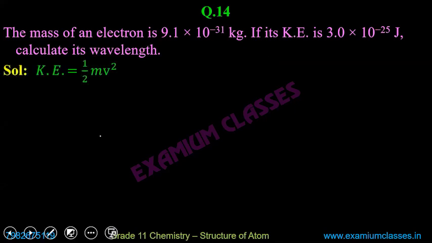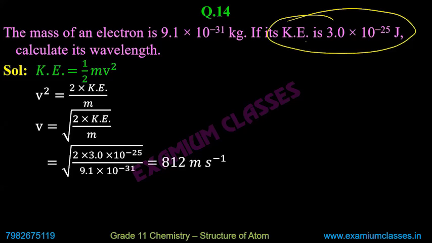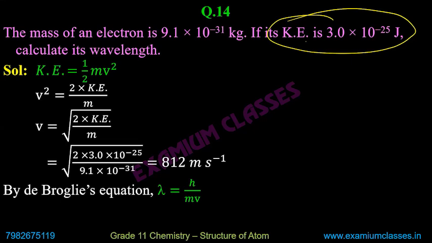So use the formula. Kinetic energy is given here. In this case, from the kinetic energy you will get the velocity. The moment you get the velocity, you will use de Broglie's formula, h by mv. Planck's constant upon momentum. Yes, correct. Planck's constant divided by momentum gives you the wavelength.